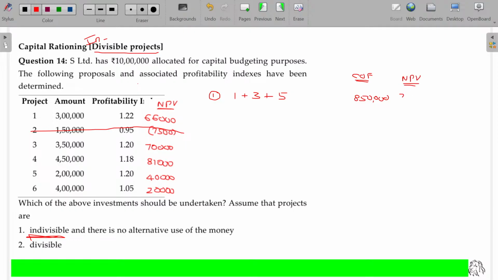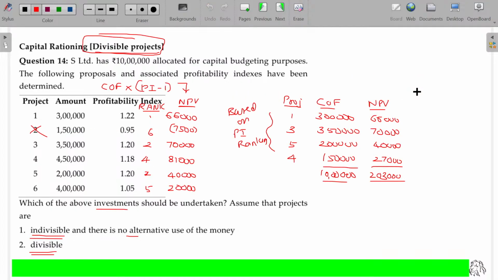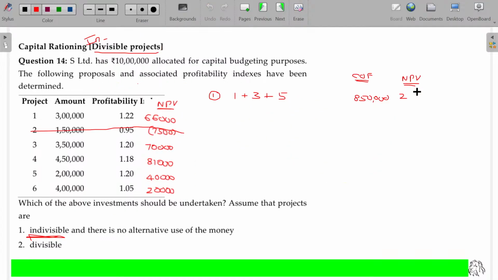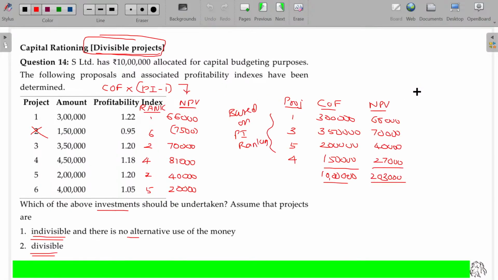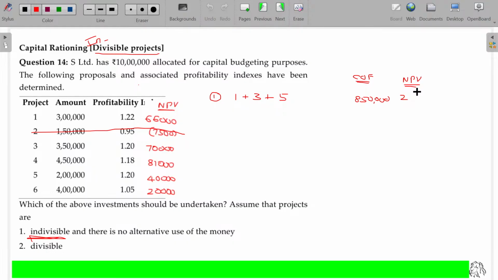2 lakhs? Definitely this combination will not have so much gain. Less than that. Come on, tell me. Always remember, only under divisible projects will it be possible to get more NPV. Here it should not be. How? 1,76,000. I am pretty sure of that, right? 1,76,000. Is that clear? You understand the logic?